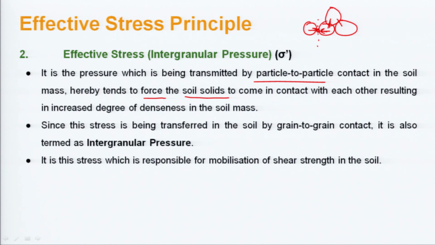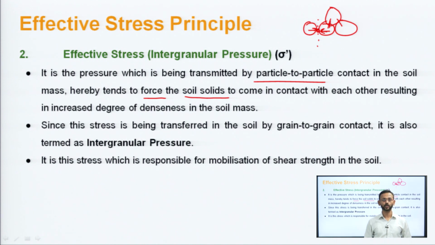So, when this effective stress increases, it also results in some changes in the engineering properties, that is the increase in, let us say, shear strength or increase in the bearing capacity of the soil, or the increase in the degree of denseness of the soil mass. Since this stress is being transferred in the soil by grain to grain contact, it is termed as intergranular pressure. Inter means between, granular means the grains, so intergranular pressure. It is this stress which is responsible for mobilization of shear strength in the soil, unlike the pore water pressure, which did not result in mobilization of shear strength.